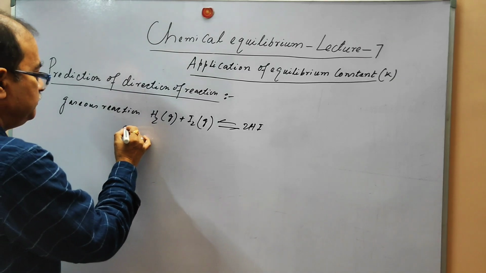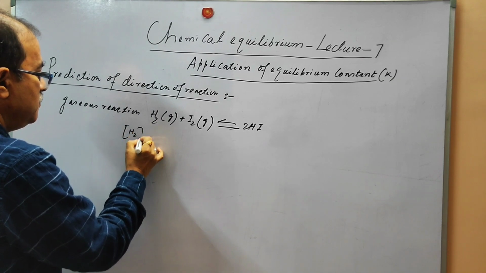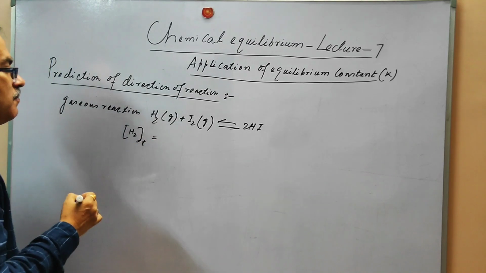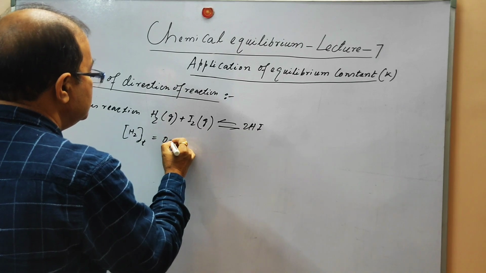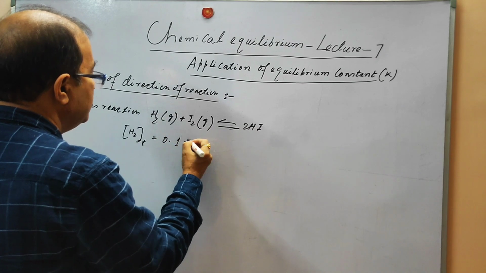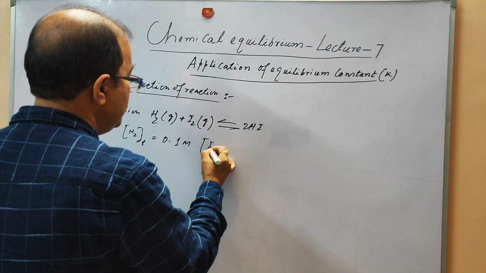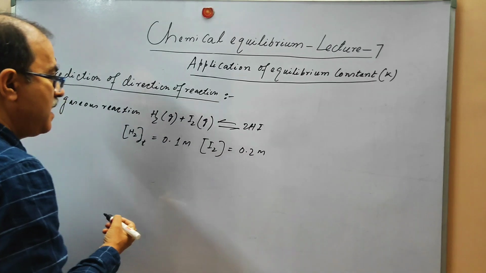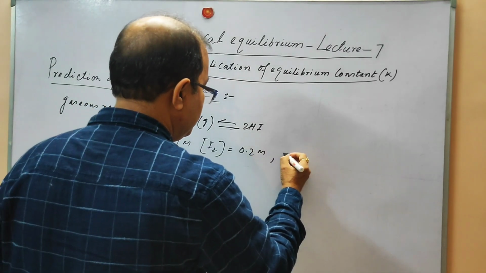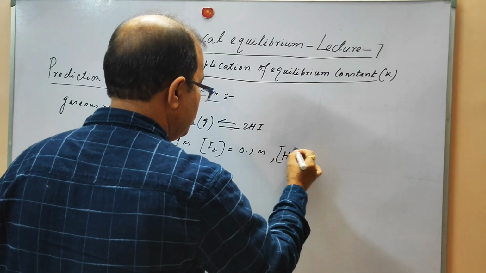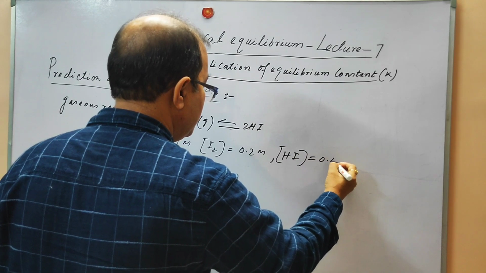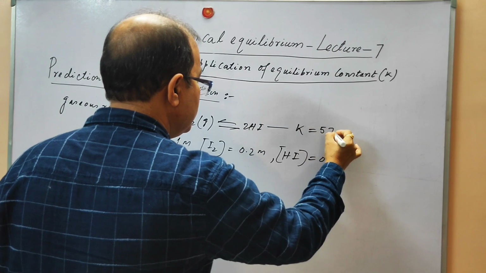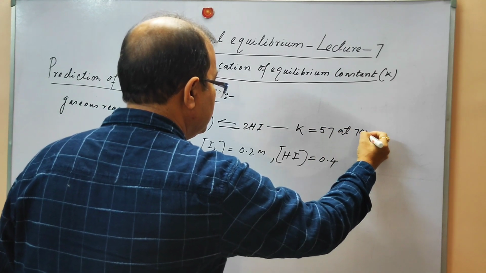The concentration of hydrogen at any arbitrary time, not necessarily at the equilibrium point, suppose it is 0.1 mole per liter. Concentration of iodine, suppose it is 0.2 mole per liter, and concentration of HI at that point of time is 0.4, and its equilibrium constant K is given as 57 at 700 Kelvin.